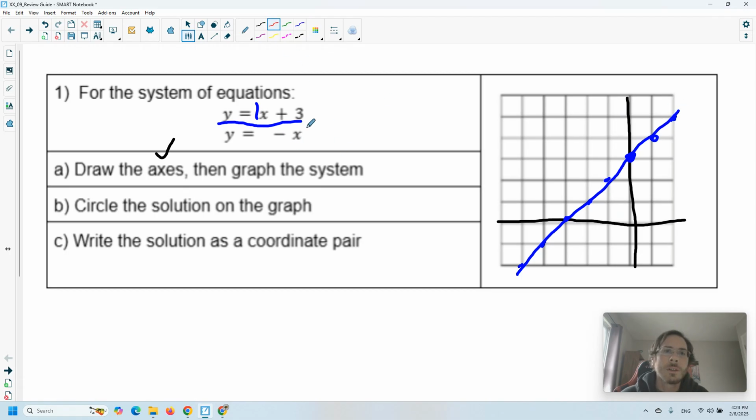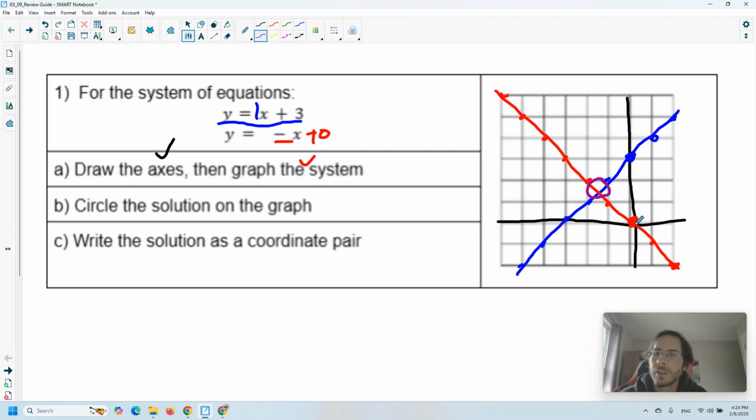Then for the red one, we can see I've got no y-intercept. So I know I'm going to start right in the middle here. And I've got a slope of negative 1. So I'm going to go down 1 over 1, down 1 over 1. And again, I'm going to come back this way. And then when I draw my line, I can see pretty clearly where the solution is going to be. So the solution is going to be right there.